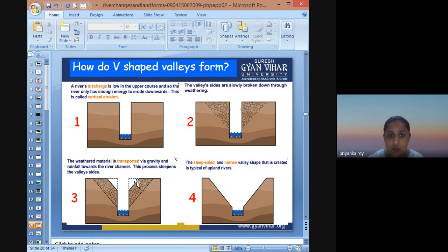Hence, the valley starts widening further, and this weathered material is transported in the form of gravels and pebbles towards the river channel, and this process steepens the valley sides. Now the steep sides are narrow, and the valley shape is created, typical of an upland river system.